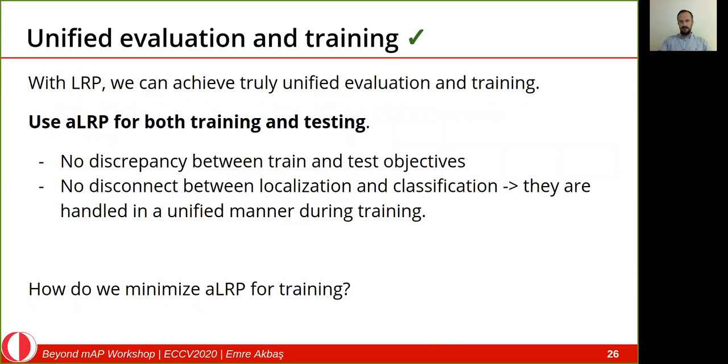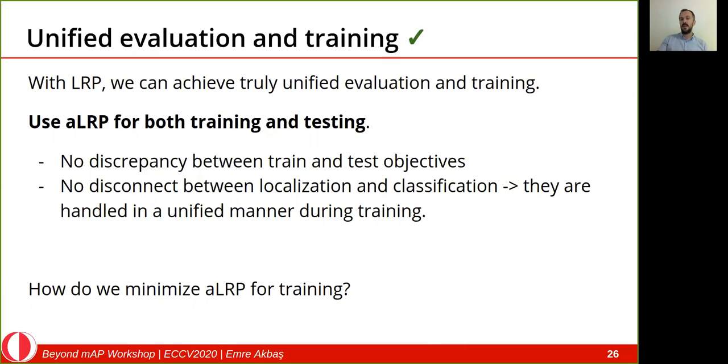Okay, we are arguing here that with LRP, we can achieve truly unified evaluation and training. We propose to use ALRP for both training and testing. And in that way, there is no discrepancy between train and test objectives because they are the same thing. And there is no disconnect between localization and classification. They are handled in a unified manner during training.